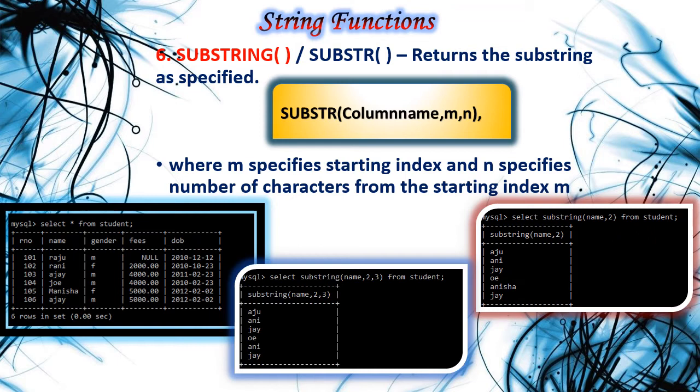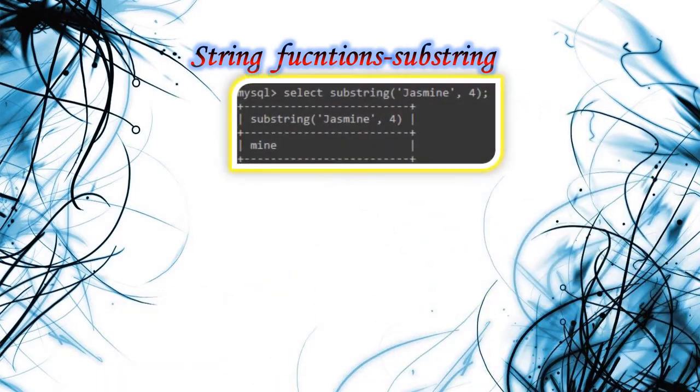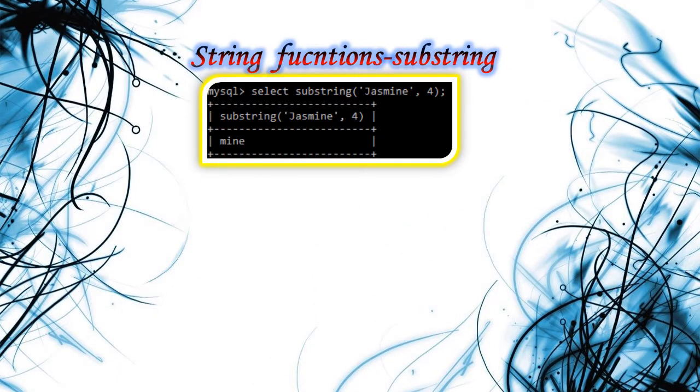See here, substring of name comma 2, here name start position 2 and all the remaining characters are fetched, because we don't specify how many characters you want to fetch from the starting position. But here name 2 comma 3 means 2 is the starting position and 3 is the number of characters from the starting position we have to fetch. So only 3 characters are fetched. And then string also we can use. It's substring of Jasmine comma 4. So from the fourth place onwards, all the remaining letters are extracted from the Jasmine string.